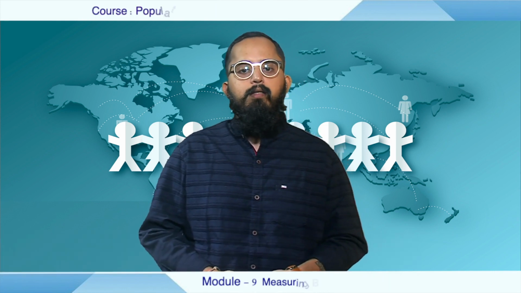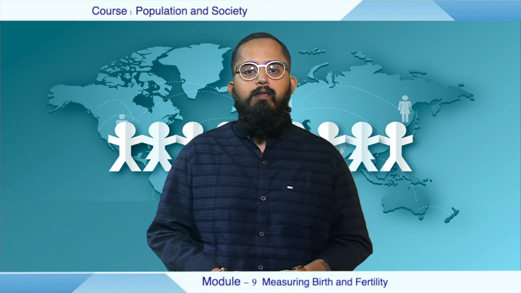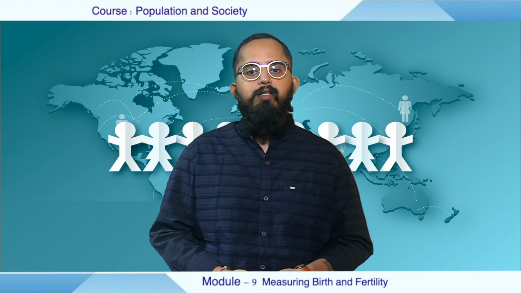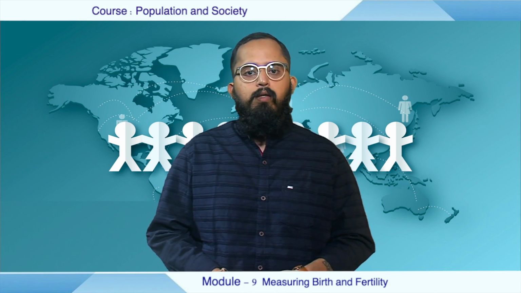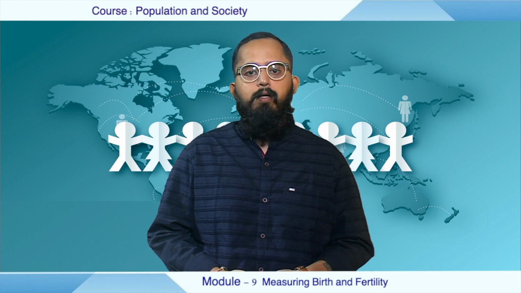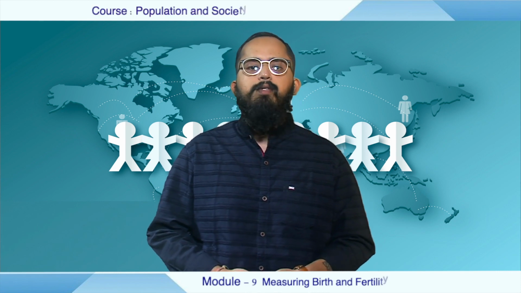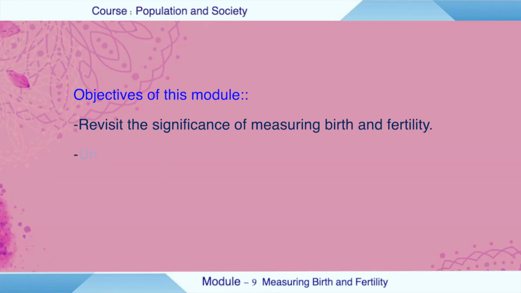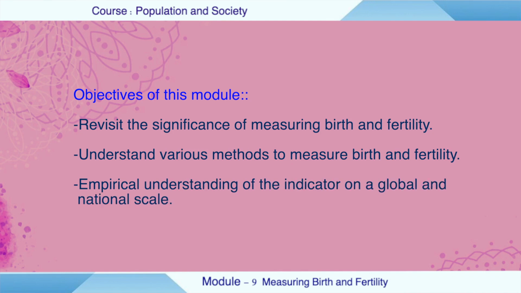Today, in this unit, we shall be discussing one of the primary indicators of population change, that is fertility. Now, if you have to mention the objectives of this particular module, the primary objective is to revisit the significance of measuring birth and fertility. The second objective is understanding various methods to measure birth and fertility. And the third objective would be to have an empirical understanding of the indicator on a global and national scale.